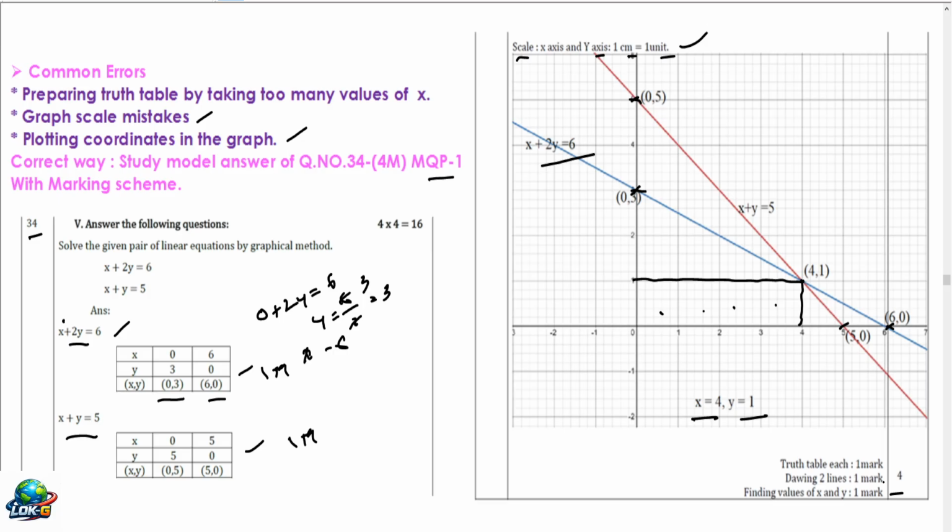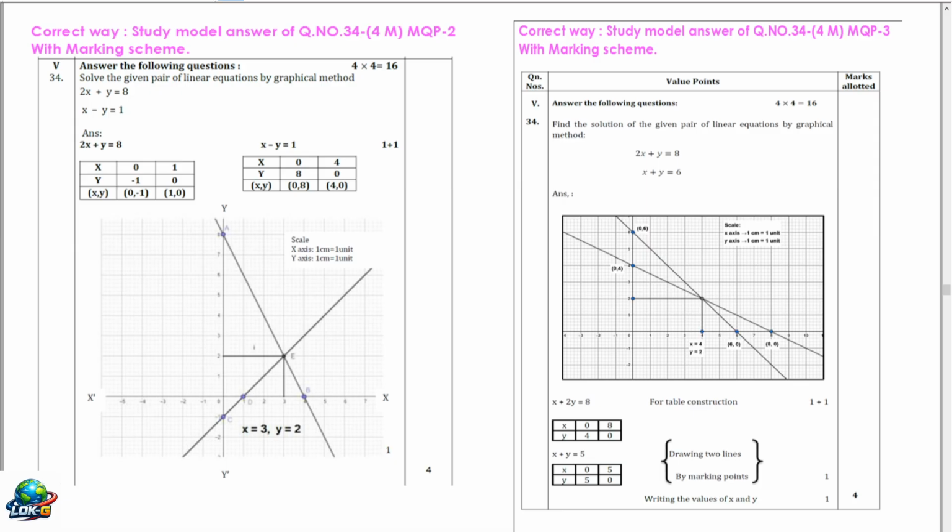Drawing 2 lines, you will get 1 mark. Each truth table 2 marks. 2 plus 2, 4. Very easy question, my dear students. Generally, they will give one of the variables equal, and you can get the answers very easily. Generally, they will be intersecting.